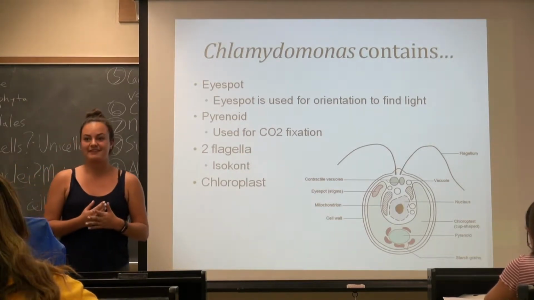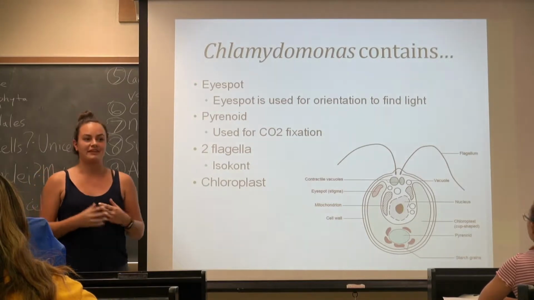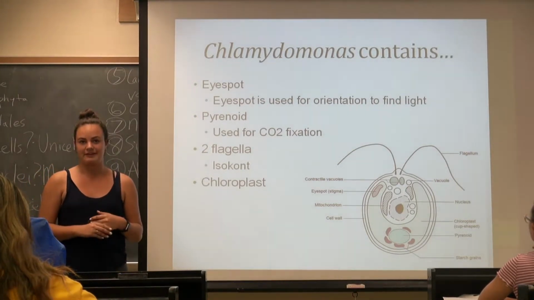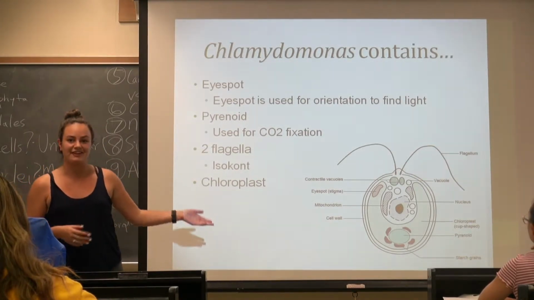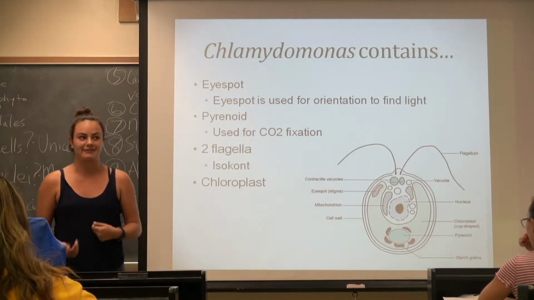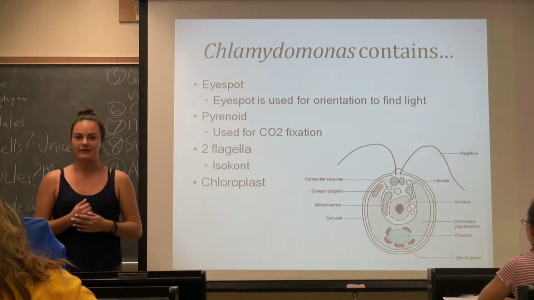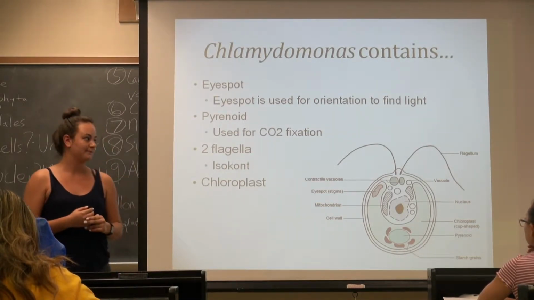So this is a pretty simple algae. It's unicellular. It has an eye spot that's used for phototaxis, so it's able to orient itself and head towards the light. Since it is algae, it has chloroplast, and it needs to go to light for photosynthesis. It has a pyrenoid, which is used for CO2 fixation, which is also needed for photosynthesis.